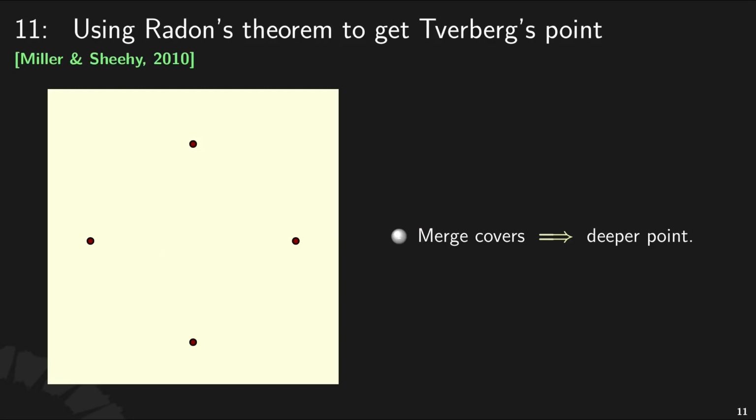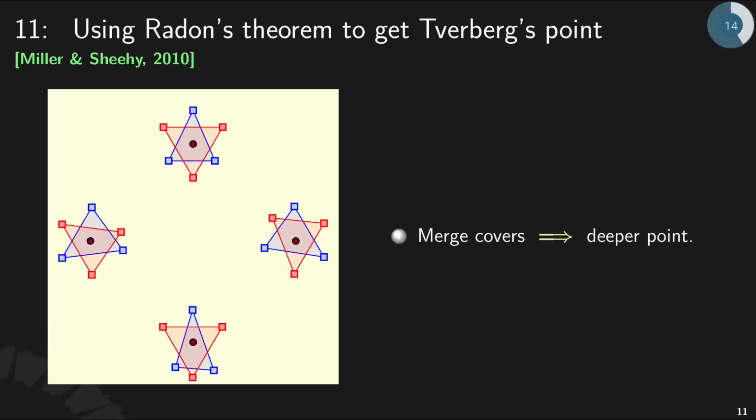Okay, so what did Miller and Sheehy suggest to do? Well, the basic idea is to now start merging covers, right? So what do I mean by that? Let's assume that you have 4 points. Each point you have a cover by 2 triangles, right? Now we are in this setting where we have the proof, right? I'm claiming that the point has a certain Tverberg proof depth, and I'm carrying with me a set of simplices that contain this point as the proof, right?